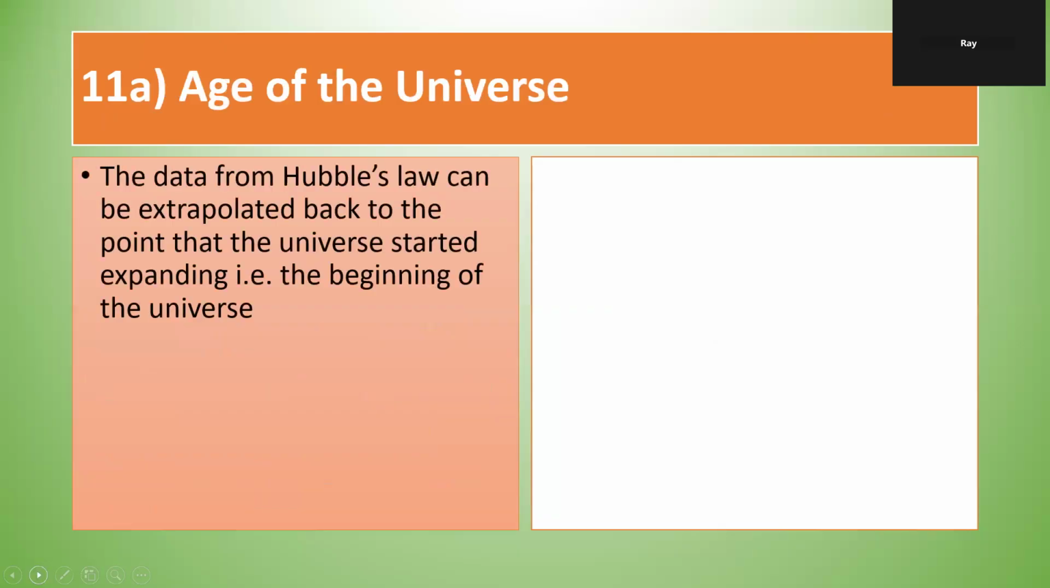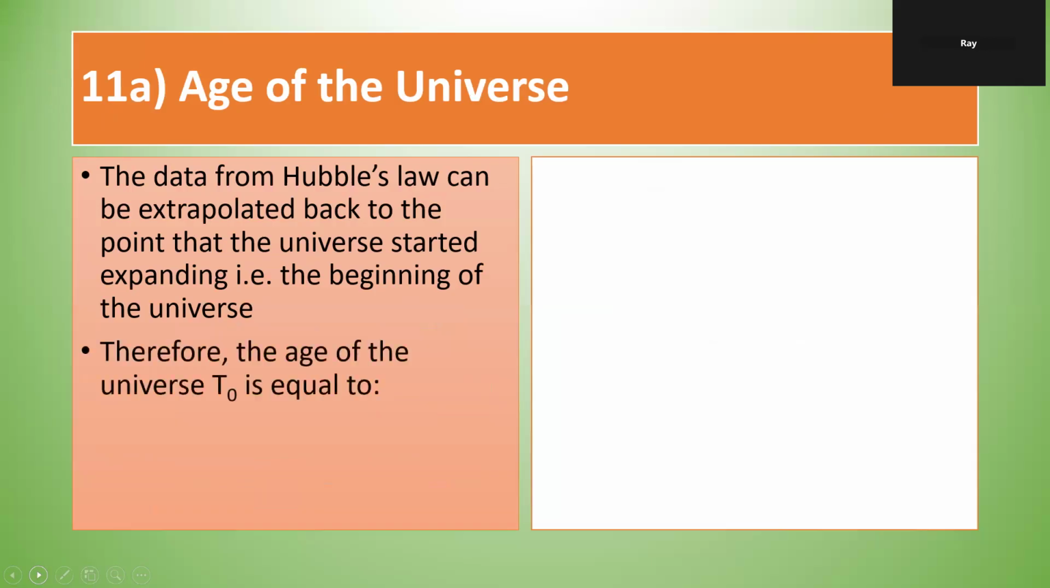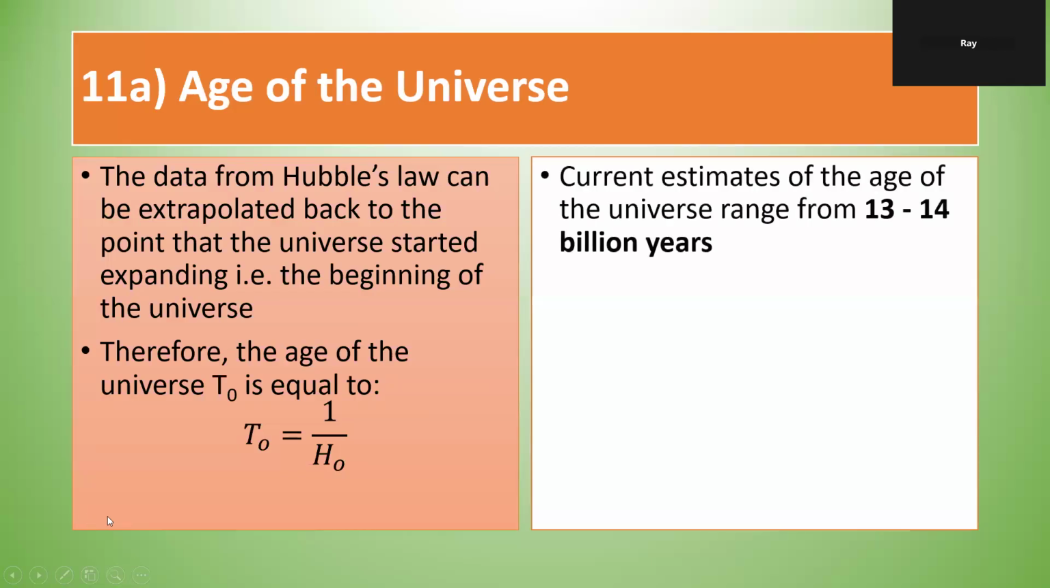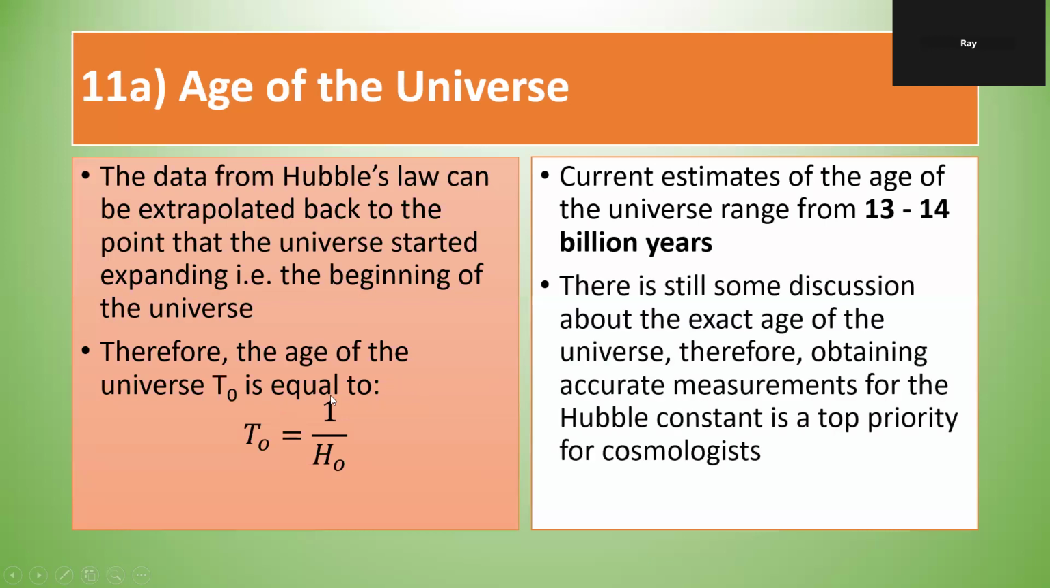Data from Hubble's law can be extrapolated back to the point that the universe started expanding. That's the beginning of the universe. Therefore, the age of the universe, T naught, is equal to 1 over H naught. 1 over Hubble's constant gives the age of the universe. The current estimate of the age of the universe ranges from 13 to 14 billion years.